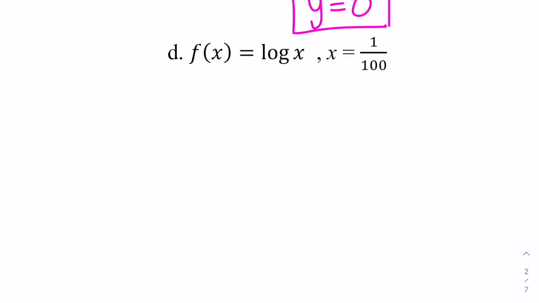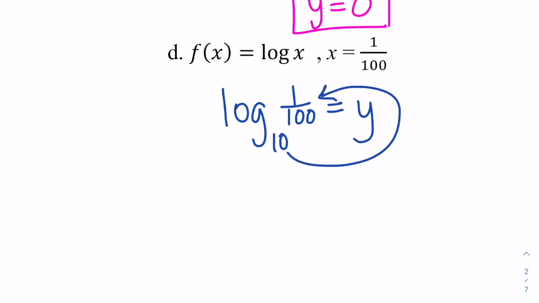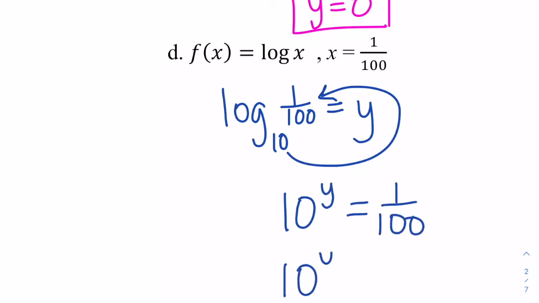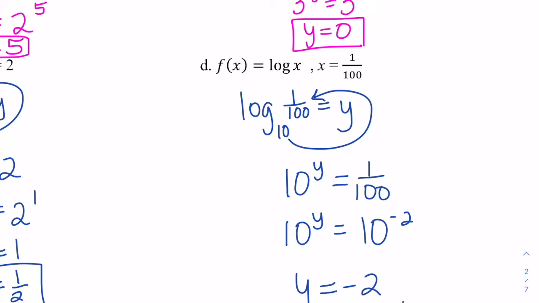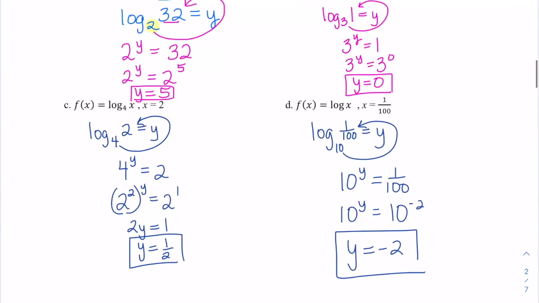Now remember, this is a common log because we don't see the base. And so we're trying to simplify log of 1 over 100. So when I rewrite it into exponential form, that's 10 to the y equals 1 over 100. And 1 over 100 is just 10 to the negative 2. So this will simplify into negative 2. We're looking for the exponent. So 10 raised to what power gives us 1 over 100? And that must have been negative 2.